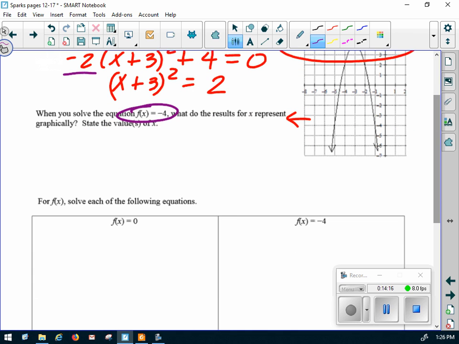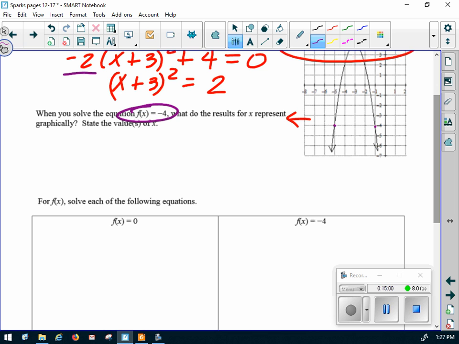When we solve this equation right here, before we solve it, what do the answers mean? What's f of x another name for? Y. This says y equals -4. Yeah. I want to know what are my x values that give me a y value of -4. Can you look at the graph and know what those answers better be right away? Where are the y values -4? Those better be our answers.